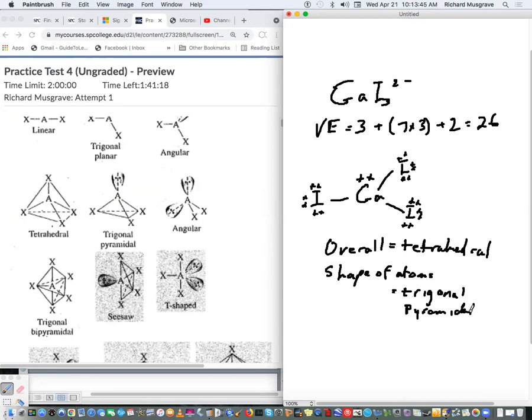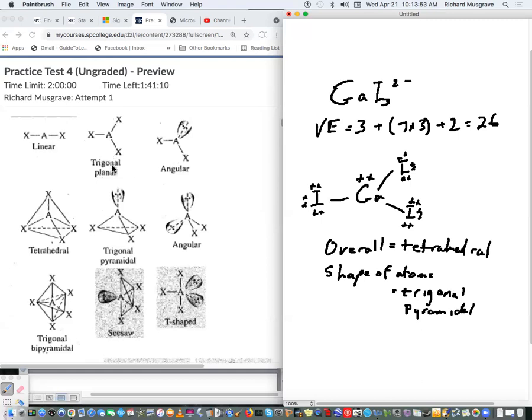If Ga didn't have a lone pair, would it be just 3 groups? Yeah, that would have been trigonal planar. If there was no lone pair, the shape of the atoms would have been the same as the overall shape. Right. Is that okay? Yeah, thank you. Does anybody have any other questions about this?